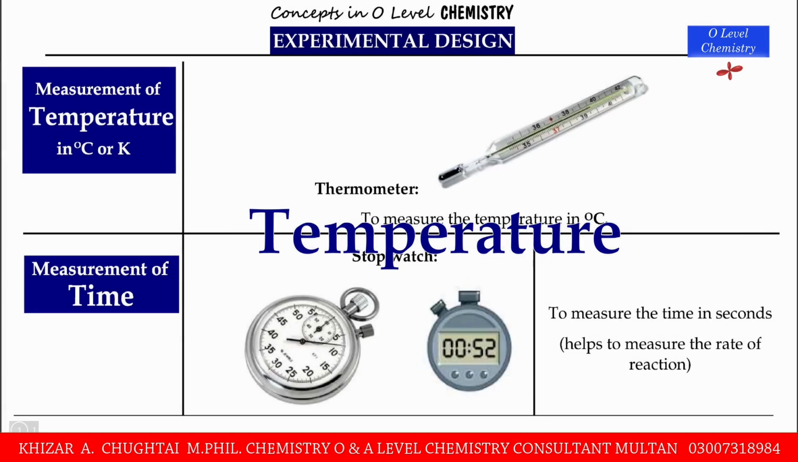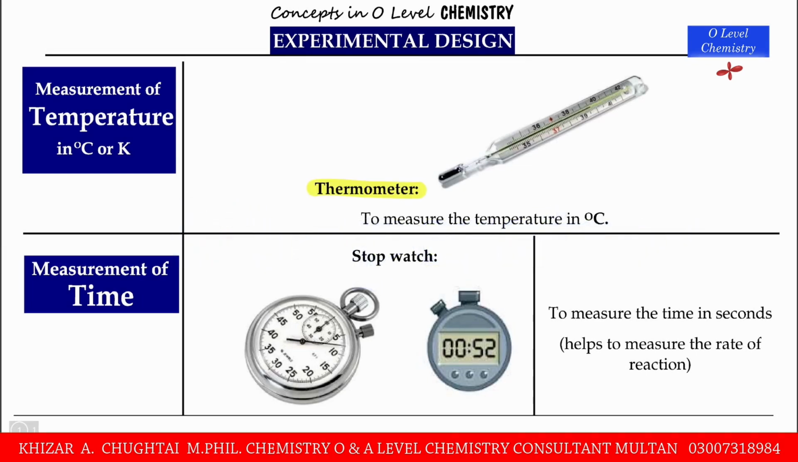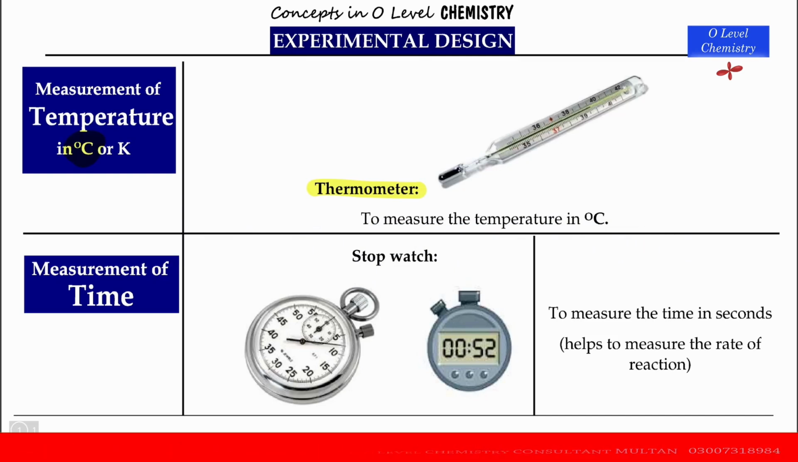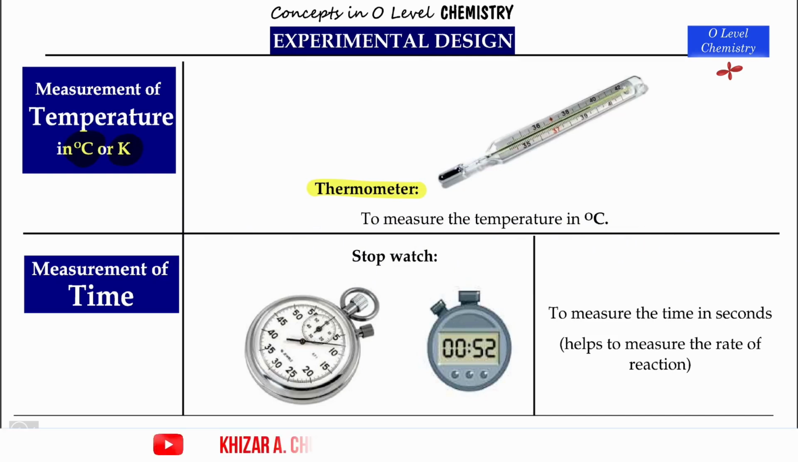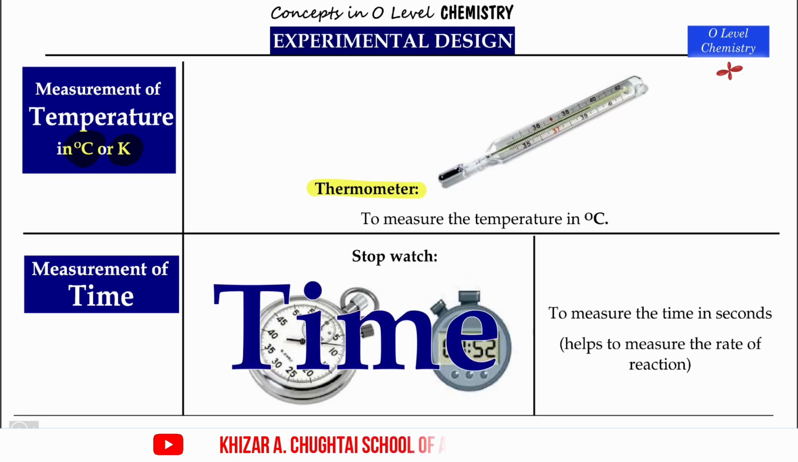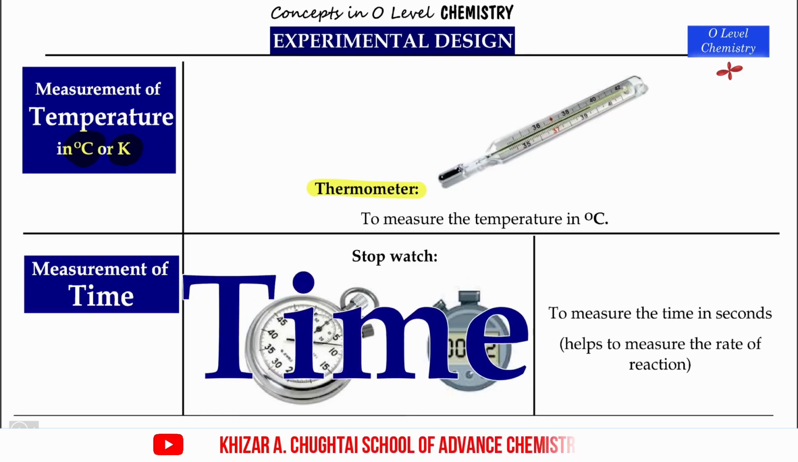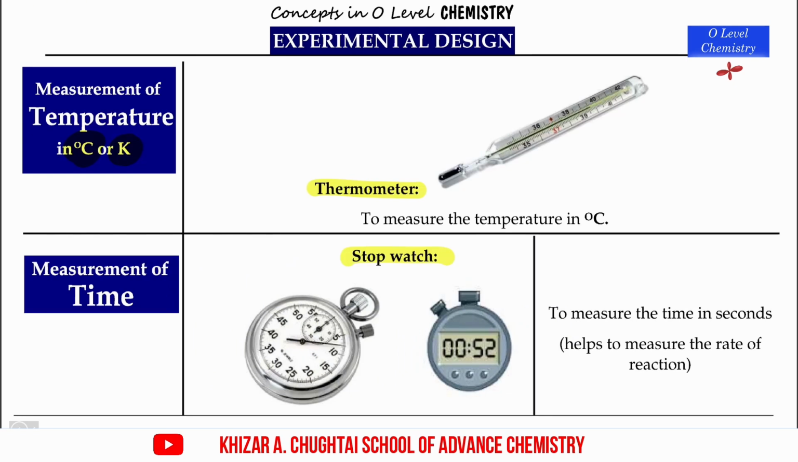Temperature can be measured with the help of thermometer, as you are very much familiar with it. There are two basic units usually used in centigrade or Celsius scale or either in Kelvin scale. Similarly, we can measure the time using the stopwatch or any sort of watch to measure the time. This is basically helpful where we are going to check the rate of reaction.